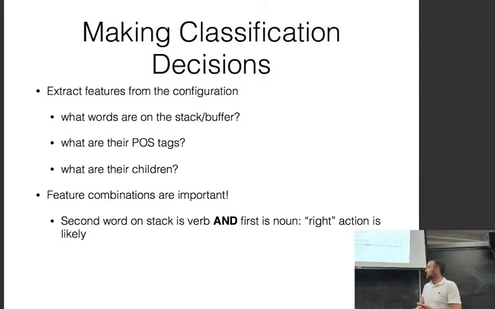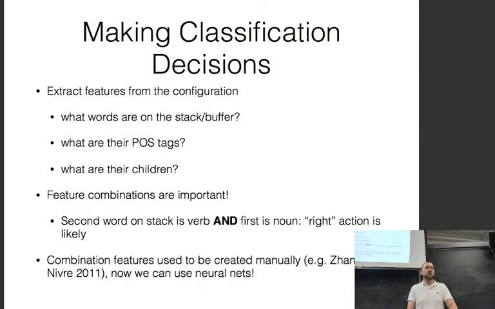So you know, we can make combinations of these features, and these combinations help us classify accurately. But the problem is it's really hard to create good combination features manually. For example, this paper, Zhang and Nivre 2011, increased the accuracy of dependency parsing by several points just by engineering better combination features. They didn't change the algorithm at all. They just went through and hand engineered all the stuff that they thought would be useful and threw it into the model.